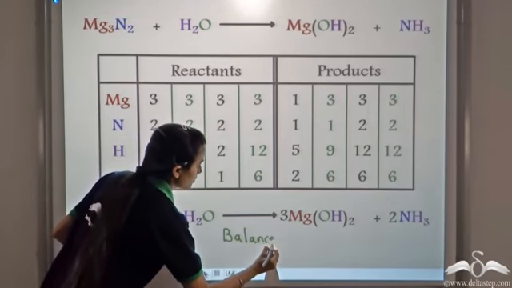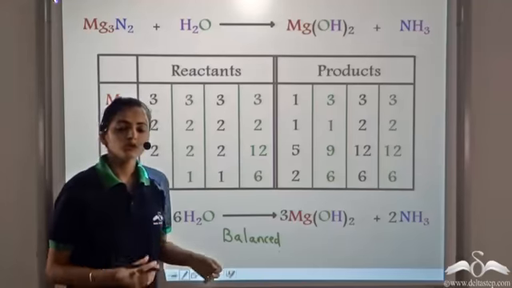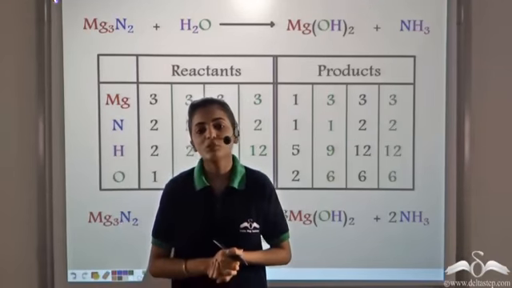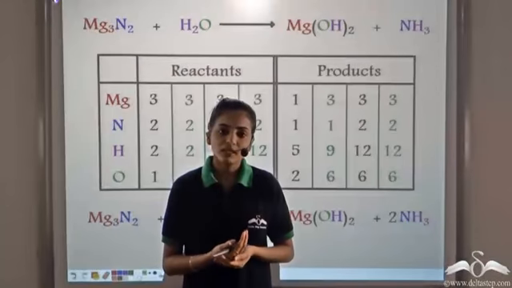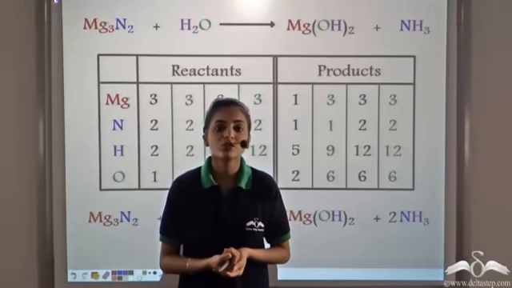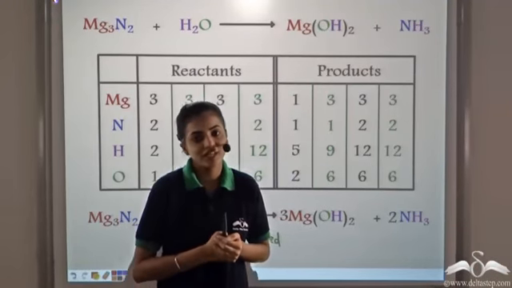So what do you think we did here? We tried different numbers and we tried to balance the equation. Such a method in which we use different numbers and try to balance the equation is known as the hit and trial method of balancing the equation.